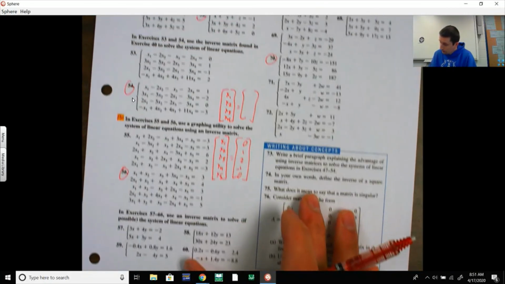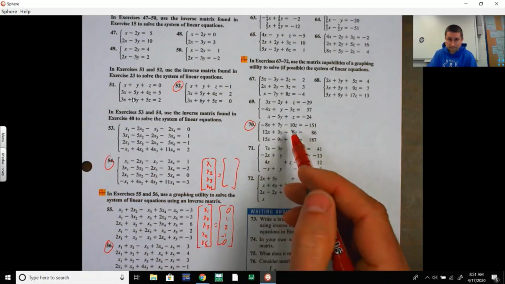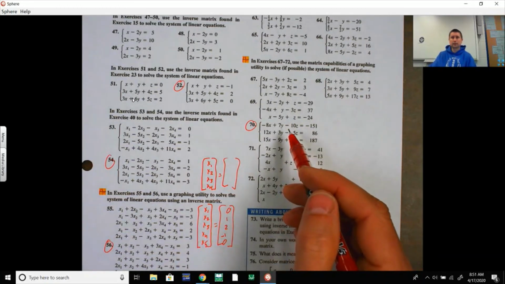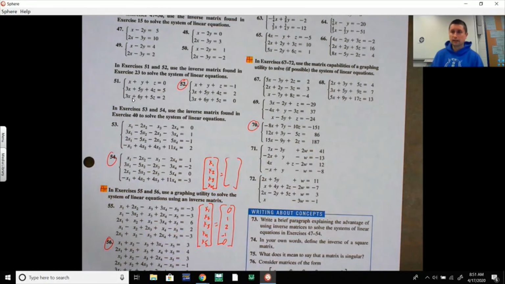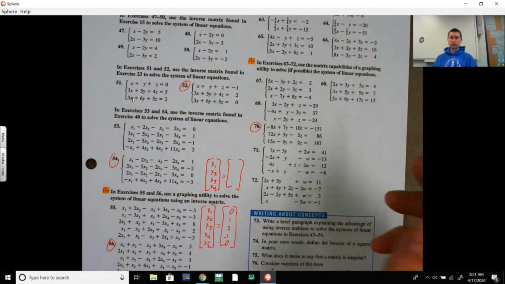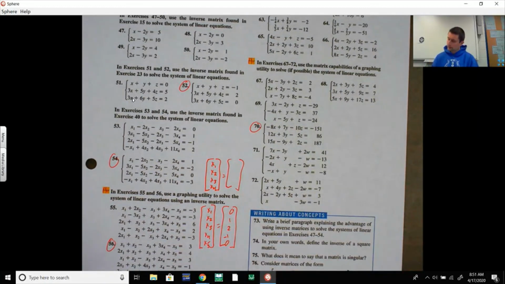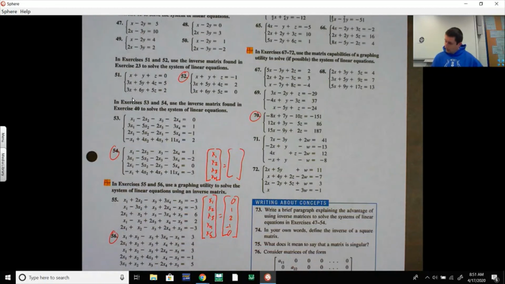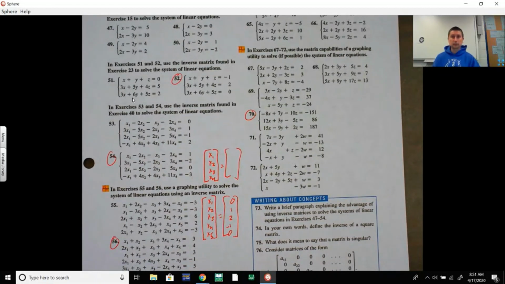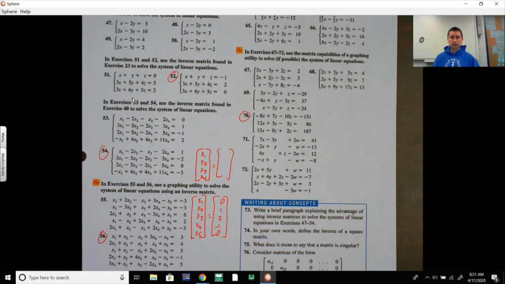If it's not possible to solve some of them, like 70, that means that the inverse matrix does not exist. And so you just say no solution for that. Okay, so that's it for inverse square matrices. The next one's going to be determinants. Again, that's going to be on our calculator quite a bit. So we're getting close there.